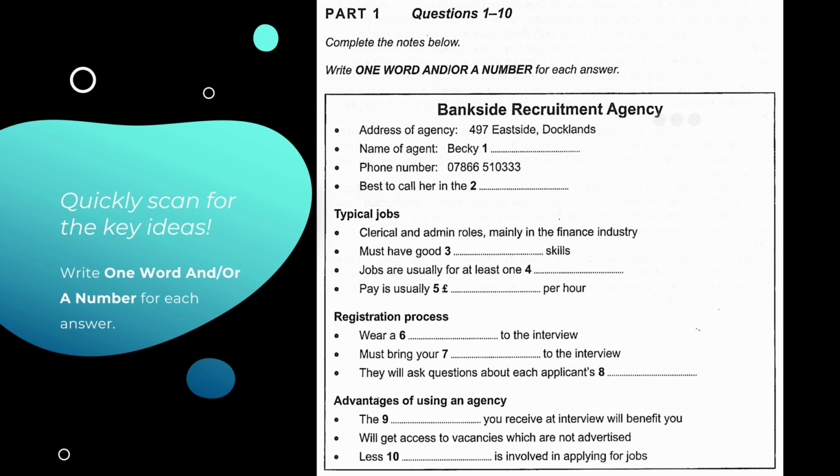Jameson. Do you have her direct line? Yes, it's in my contacts somewhere. Right, here we are. 07866 510 333. I wouldn't call her until the afternoon if I were you. She's always really busy in the morning trying to fill last-minute vacancies. She's really helpful and friendly, so I'm sure it would be worth getting in touch with her for an informal chat. It's mainly clerical and admin jobs they deal with, isn't it?